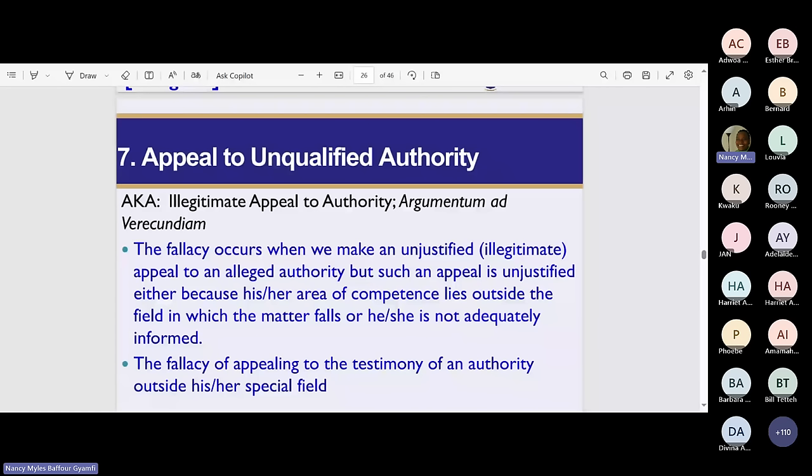Look at appeal to unqualified authority. See the name: illegitimate appeal to authority, or appeal to unqualified authority. The person is an authority. Argumentum ad verecundiam. He is an authority, but not in the field in question. That is the problem we have.